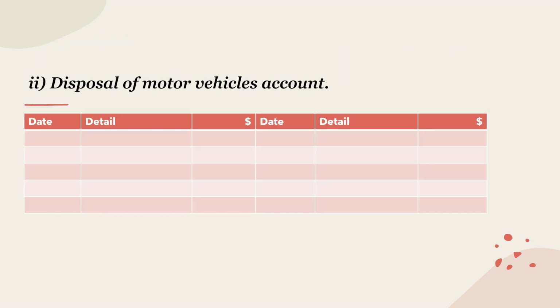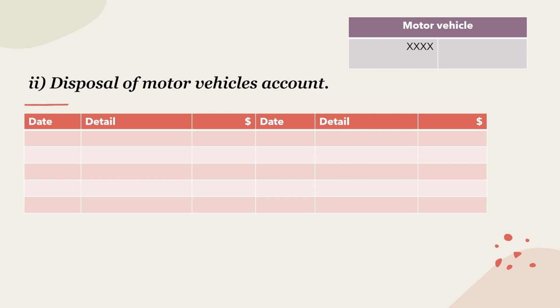Okay. Part 2 is asking us to prepare the disposal of motor vehicles account. Remember, when we are disposing a motor vehicle or any asset, we have to remove the cost and the accumulated depreciation of that relevant asset. So here we have the motor vehicles account. The motor vehicles account will generally have a debit balance because it's an asset. Now we have to remove that asset because we are selling it, so then we will pass a credit entry in the motor vehicles account, and the opposite account will be the disposal account.